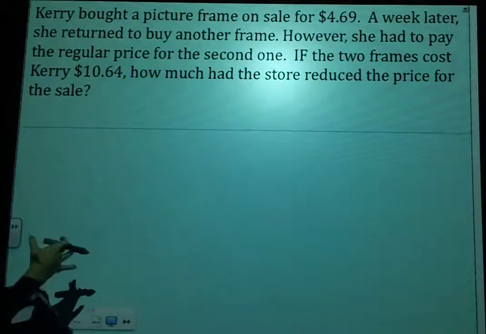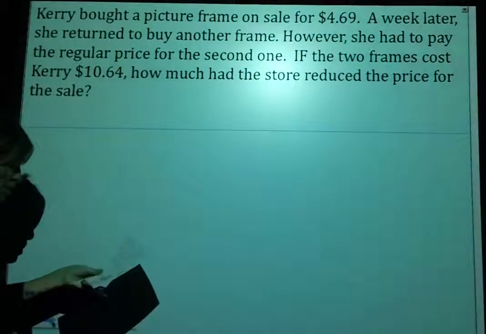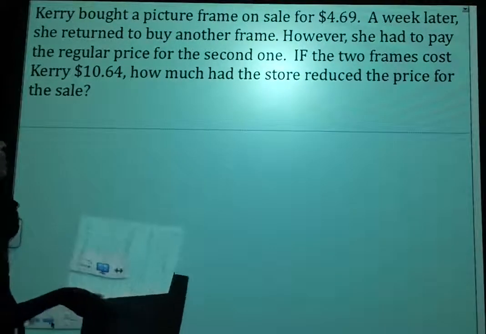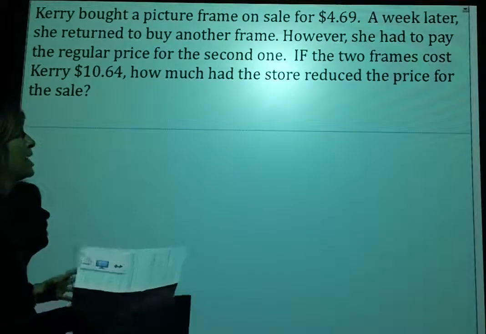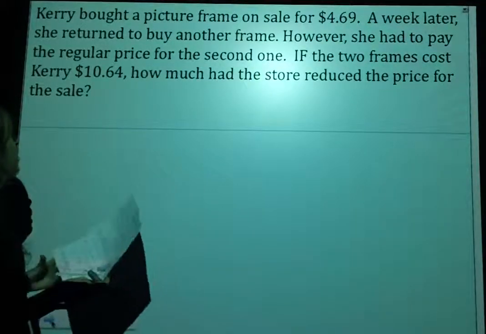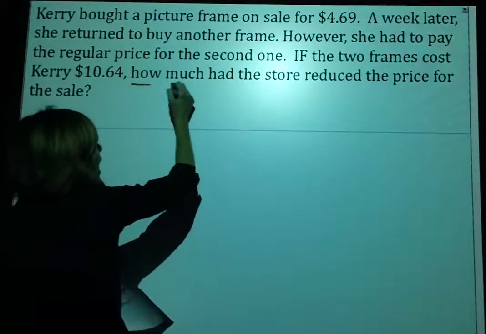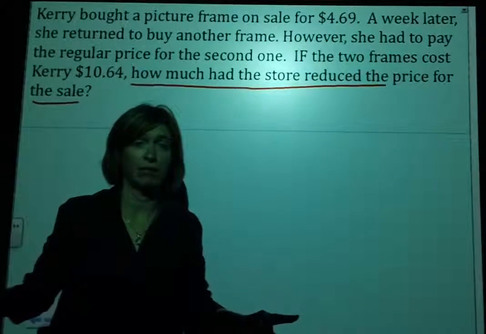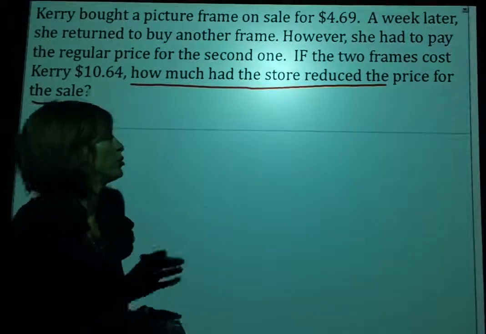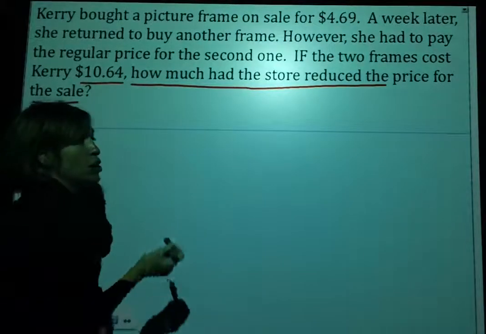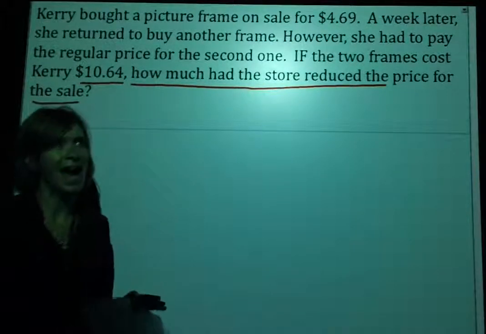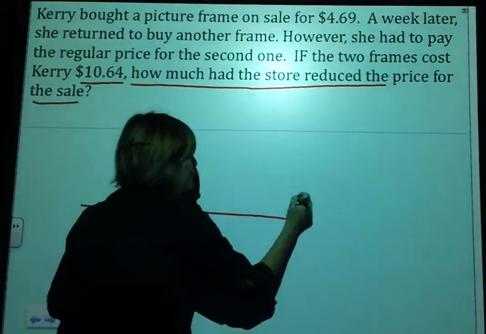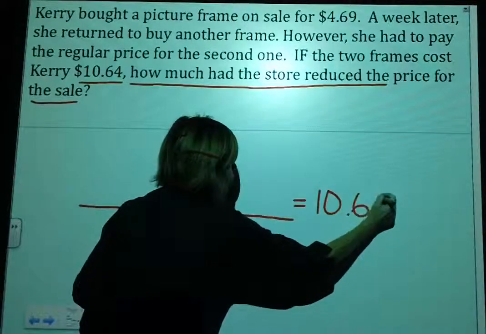A little harder. Carrie bought a picture frame on sale for $4.69. A week later, she returned to buy another frame. However, she had to pay the regular price for the second one. If the two frames cost Carrie $10.64, how much had the store reduced the price for the sale? Well, first of all, we have to understand she's bought two frames, and they totaled $10.64. So remember, you're looking for things that will tell you, am I adding? Is it a total equation? This is a total equation, so I know I'm adding two frames, and they are going to equal $10.64, okay?